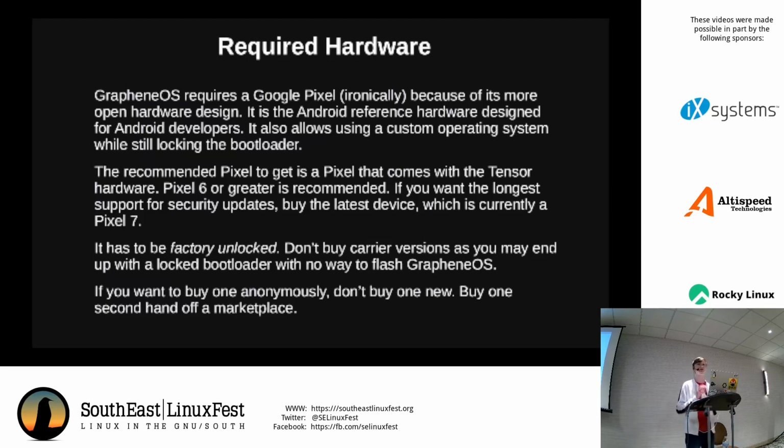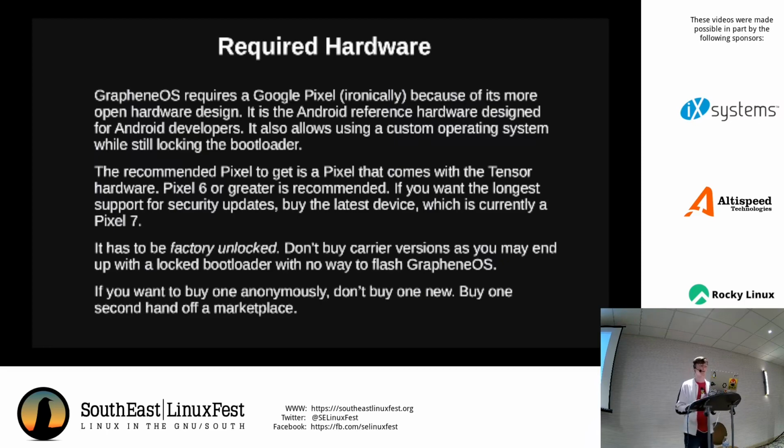It has to be factory unlocked. Don't buy carrier versions, as you may end up with a locked bootloader with no way to flash GrapheneOS. Now, in some cases, you can get a T-Mobile or an AT&T one that will still let you unlock the bootloader, but there's a chance that you're going to have some issues. Never buy Verizon ones. Verizon has always been hostile toward people trying to unlock the bootloader. Just don't bother. If you're going to buy one, just avoid the hassle. Get one that was unlocked from the factory.